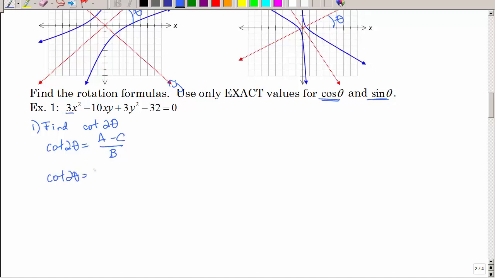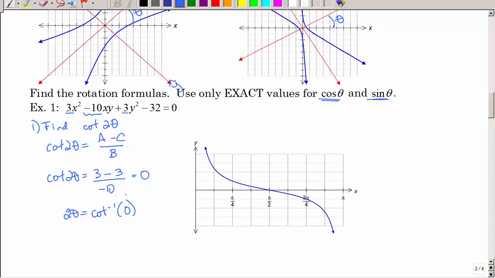So A is 3, C is 3, and B is negative 10, which is 0. So I have 2 theta equals the inverse cotangent of 0. Now think about your graph. That cotangent graph was situated between 2 asymptotes of 0 degrees and 180 degrees. So where was cotangent 0? Cotangent 0 is at 90 degrees.